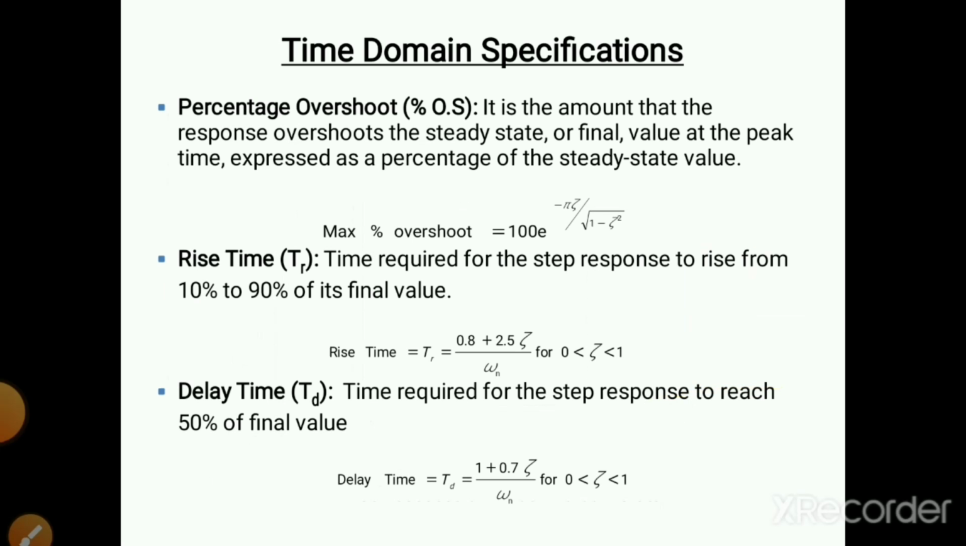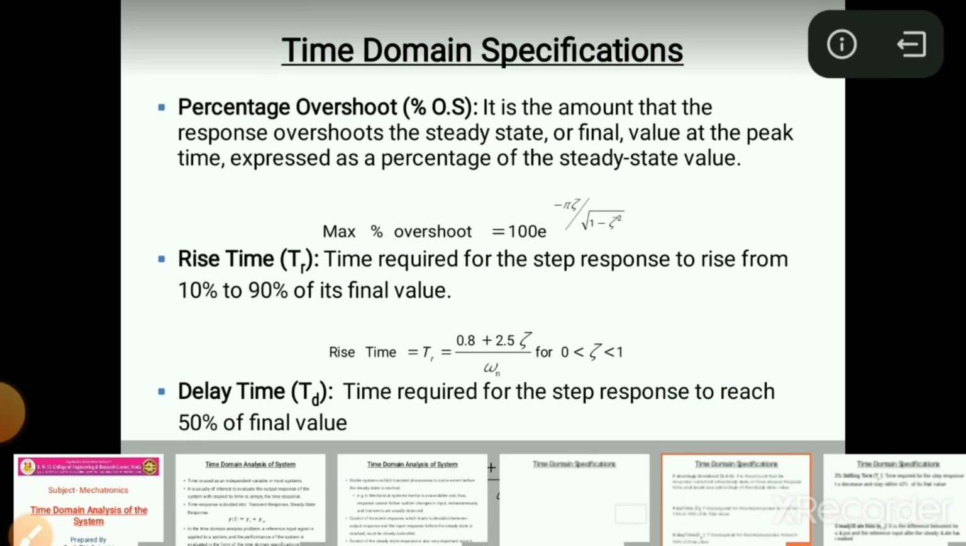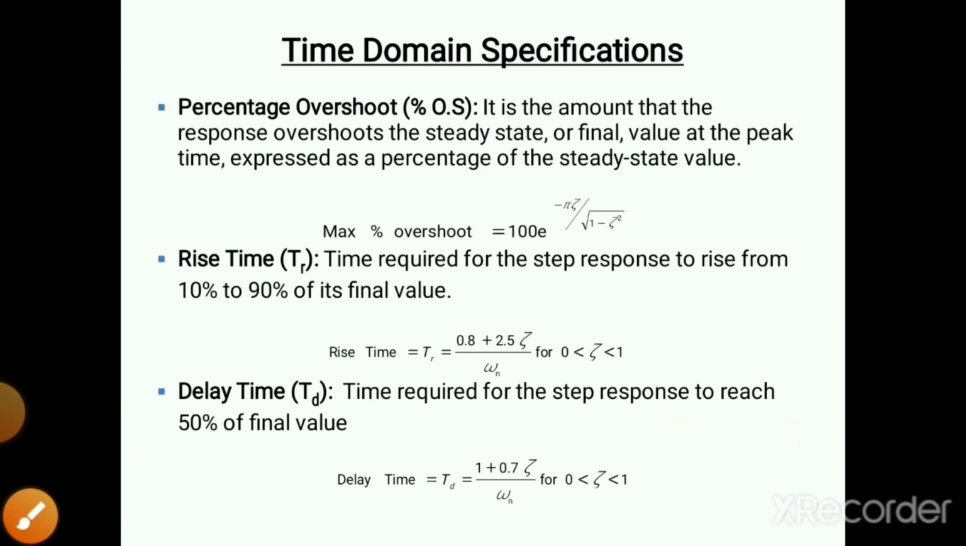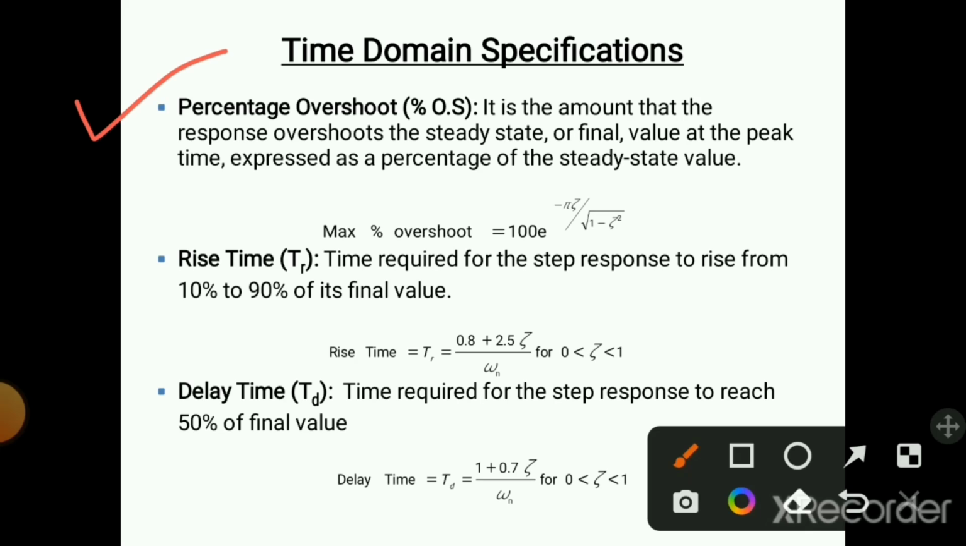So these specifications are mentioned over here also. First is percentage overshoot. Whatever definition is written here, that is, it is the amount that the response overshoots the steady state or final value at the peak time, expressed as percentage of the steady state value. So it is the amount that the response overshoots at the peak time. Okay, we have just seen it in the graph. So the formula is 100 into e raised to minus pi zeta divided by under root of 1 minus zeta square. So this is the formula for percentage overshoot.